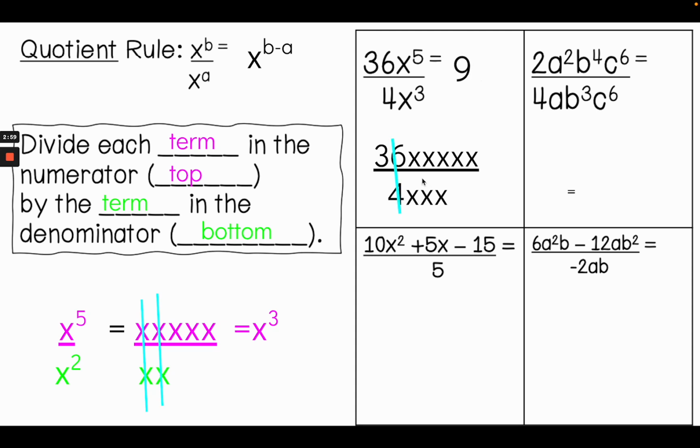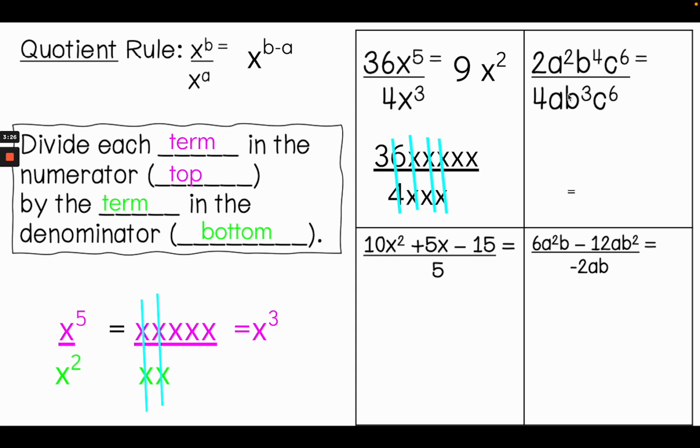And then I'm going to look at my x's, and I'm going to cancel them out, because x divided by x is just 1. So those all cancel, and I'll get 2 x's left. So I have x times x, which is x squared. And again, 36x to the 5th power divided by 4x to the 3rd power is equal to 9x squared.